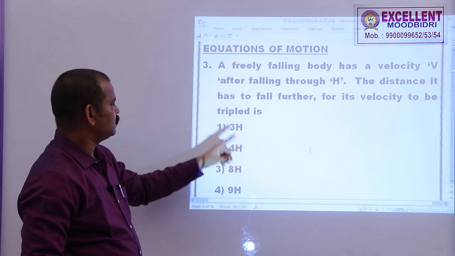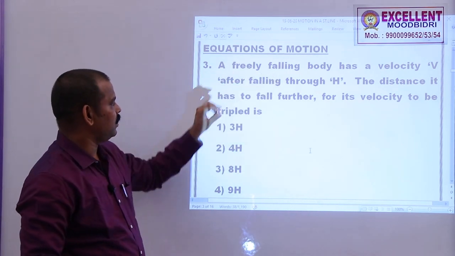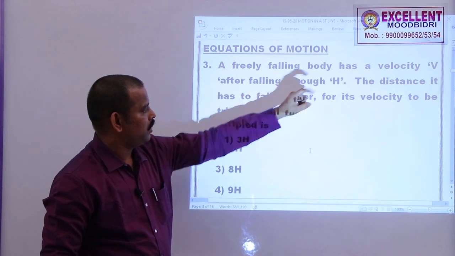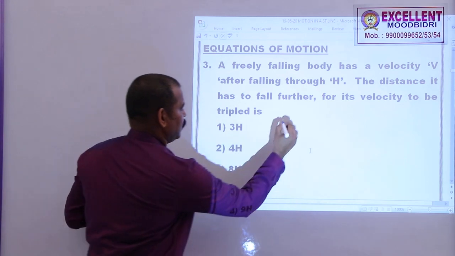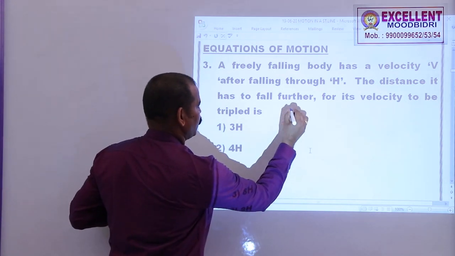Equations of motion. So here a freely falling body has velocity v after falling a distance h. What distance does it have to fall further for its velocity to become tripled? So this is a freely falling body. Here a body is falling.